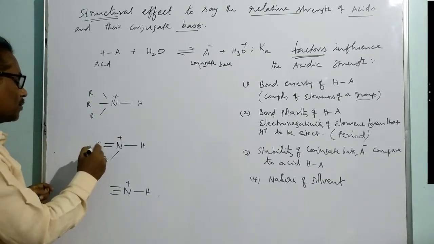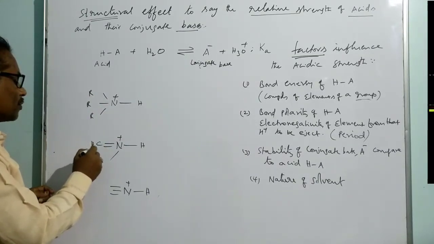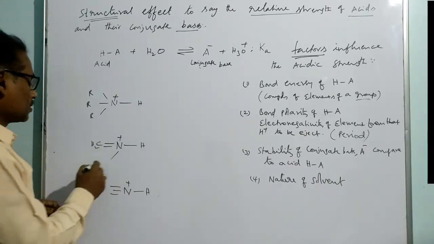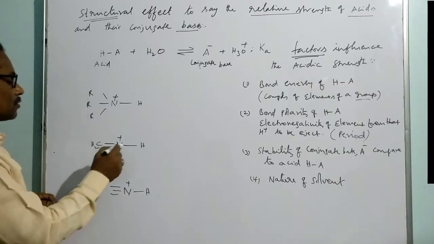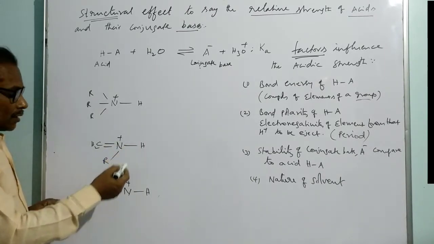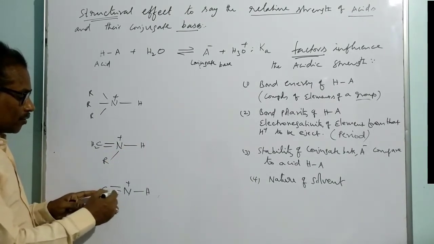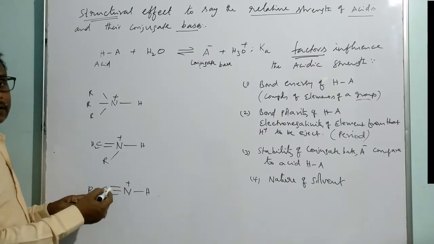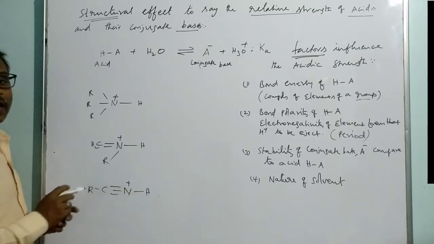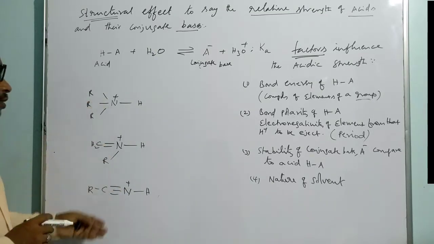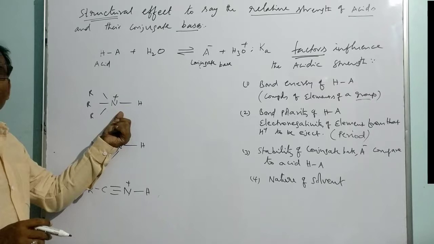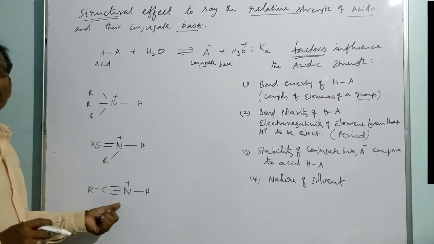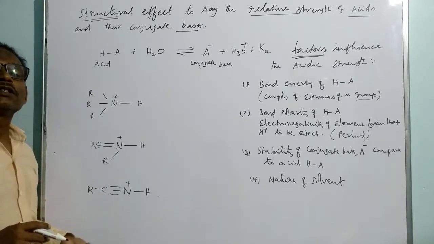Whenever a carbon to nitrogen double bond appears, such compounds are called imines. These are called protonated imines. Whenever there is a carbon to nitrogen triple bond, they are called cyanides, also called nitriles. This is the protonated form of nitrile. So I have taken three compounds: the protonated form of amine, imine, and nitrile. Then what about the acidic strength of them?